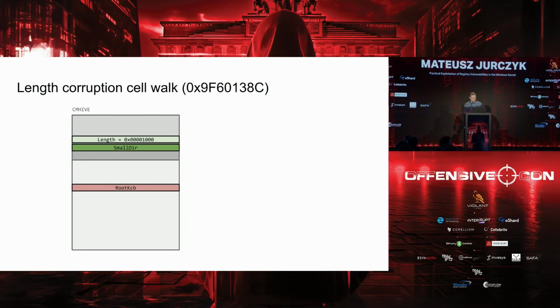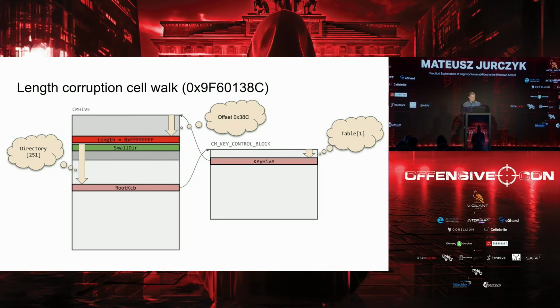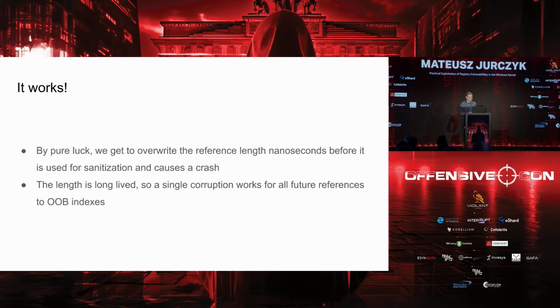So here is an example of how this could work. We would go again through the root KCB pointer, through the key hive pointer, and then set an offset of 38C and overwrite the length. And it works, it turns out. It's by pure luck that we actually get to overwrite the value used in the sanity check probably nanoseconds before it is used for sanitization and causes a crash.